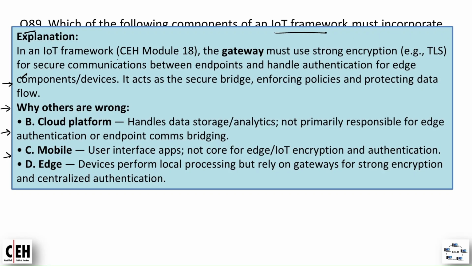And the explanation is: in an Internet of Things framework, CEH module 18, the gateway must use strong encryption, for example TLS, for secure communication between endpoints and handle authentication for edge components and devices. It acts as the secure bridge, enforcing policies and protecting data flow. So why the other options are wrong? Option B, cloud platform, handles data storage and analytics, not primarily responsible for edge authentication or endpoint communication bridging. Option C, mobile, is a user interface application, not core for edge Internet of Things encryption and authentication. And option D, edge devices perform local processing but rely on gateways for strong encryption and centralized authentication.